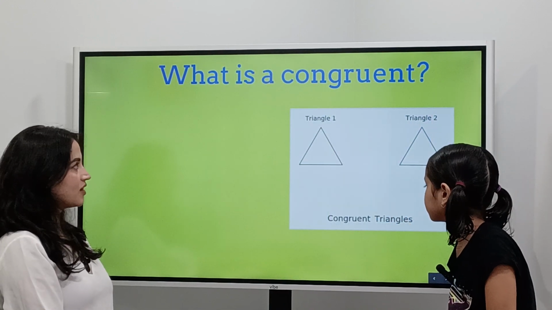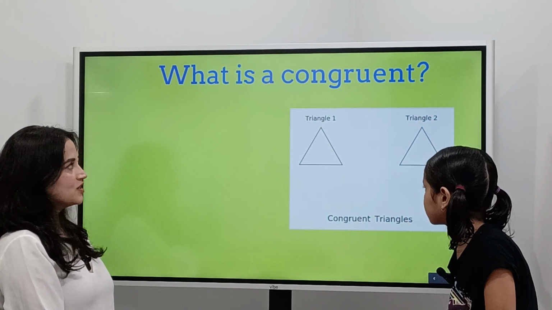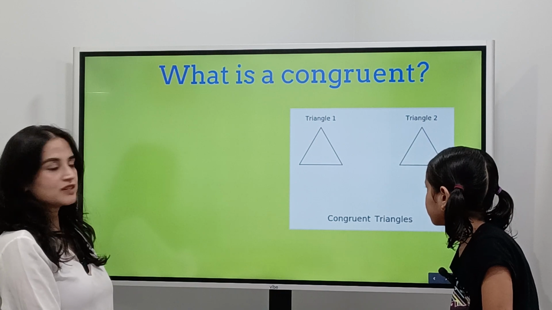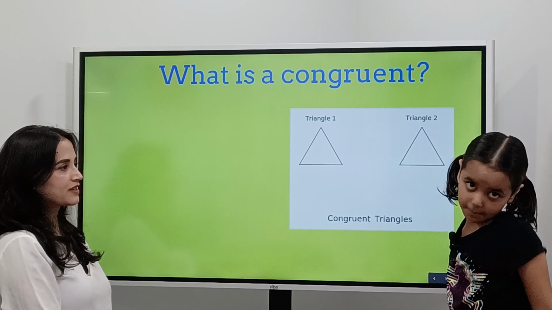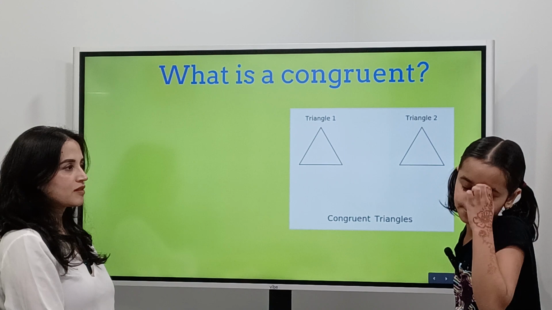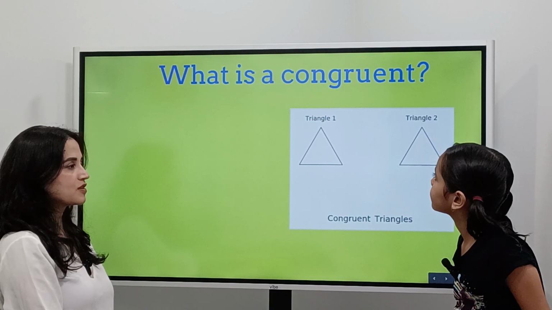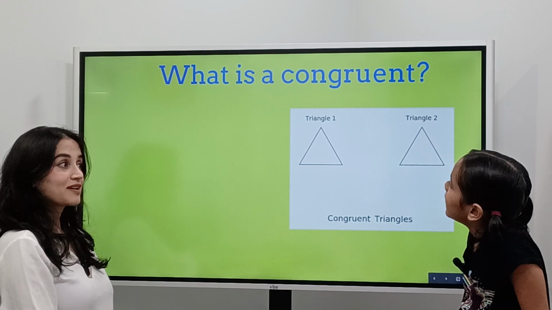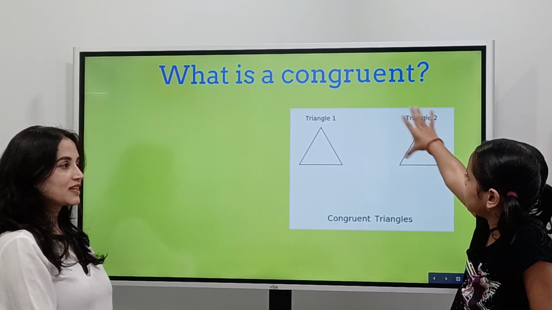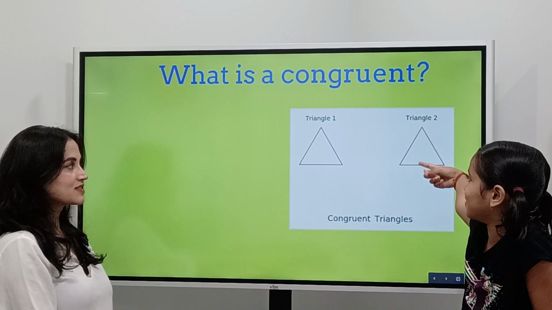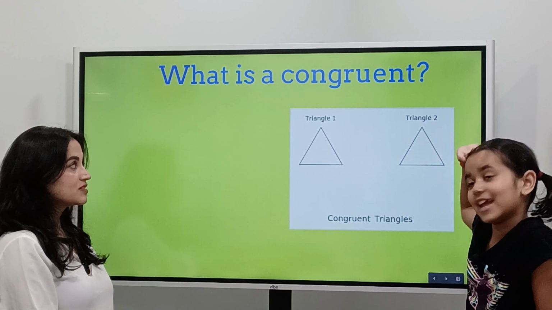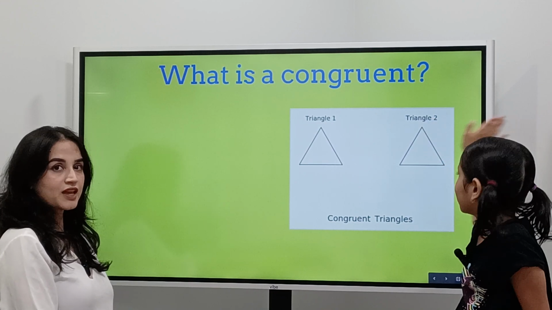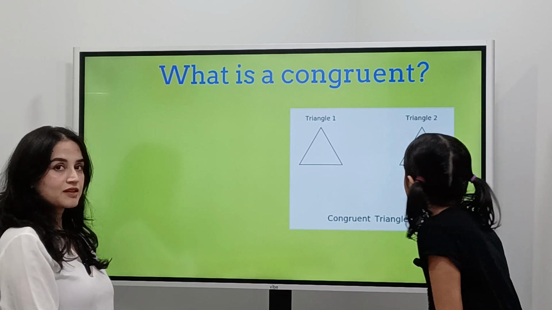So what is congruent? So I can see triangle 1 and triangle 2. What do you think? Are they the same? They are the same. So do you think they are congruent triangles? Yeah, they're the same. Why? Because it is the same. But this one's bigger, but whatever. Same shapes.